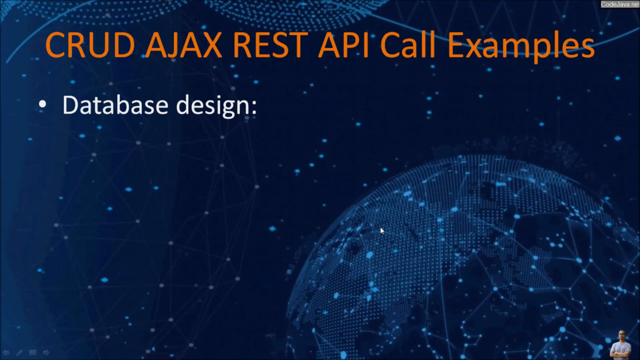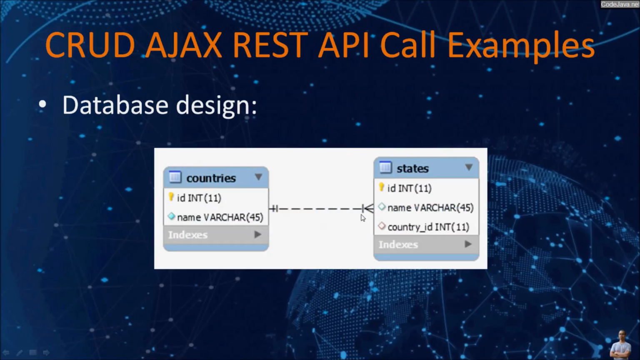Next, let's create the two tables, countries and states, in the database. As you can see, the table countries has two columns, ID and name, and the table states has three columns, ID, name, and country_ID, which is the foreign key to the table countries. So the entity relationship between the countries and the states is one-to-many. The country can contain one or more states, and the state belongs to only one country.